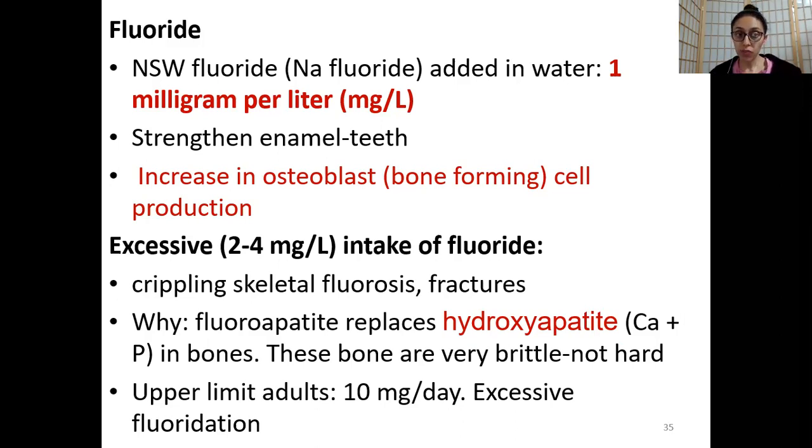All right, so what does fluoride do? It helps in strengthening of your teeth, your enamel. It increases osteoblastic bone formation cells. Okay, so these cells, they help in the calcification of the bone. They make the bone stronger. Okay, so it prevents resorption of bones. So osteoblastic cells are good because they help to strengthen your bones, and it increases the other bone forming cells. Okay, so now excessive fluoridation, meaning when you have 2 to 4 milligram per liter.